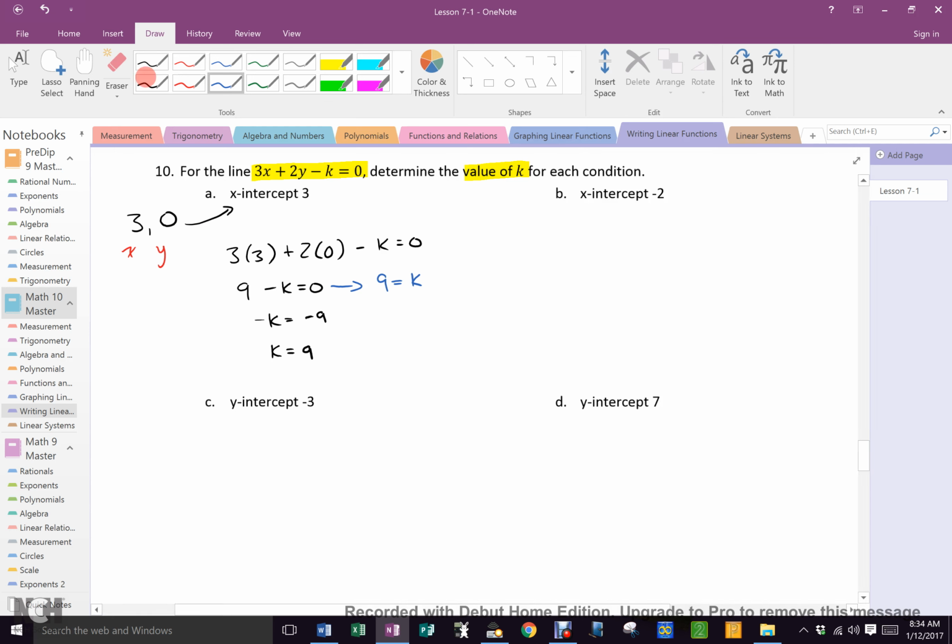So what's this point here? What's my x and y over here? Negative 2, 0. Right? So now we put that in the equation. What's 3 times negative 2? Negative 6. What happens to y? Disappears. Negative 6 minus k equals 0, right? So the k moves over. K equals what? Negative 6. Everybody cool?